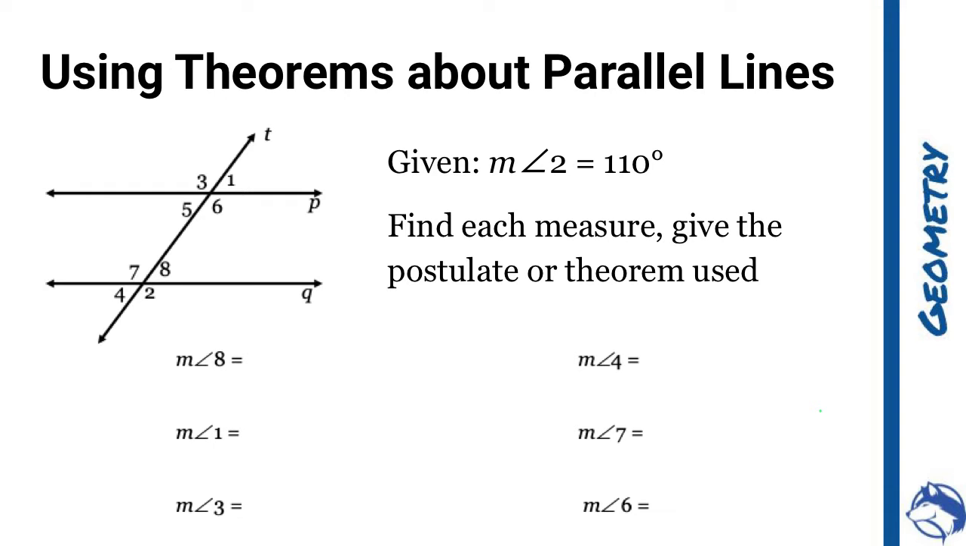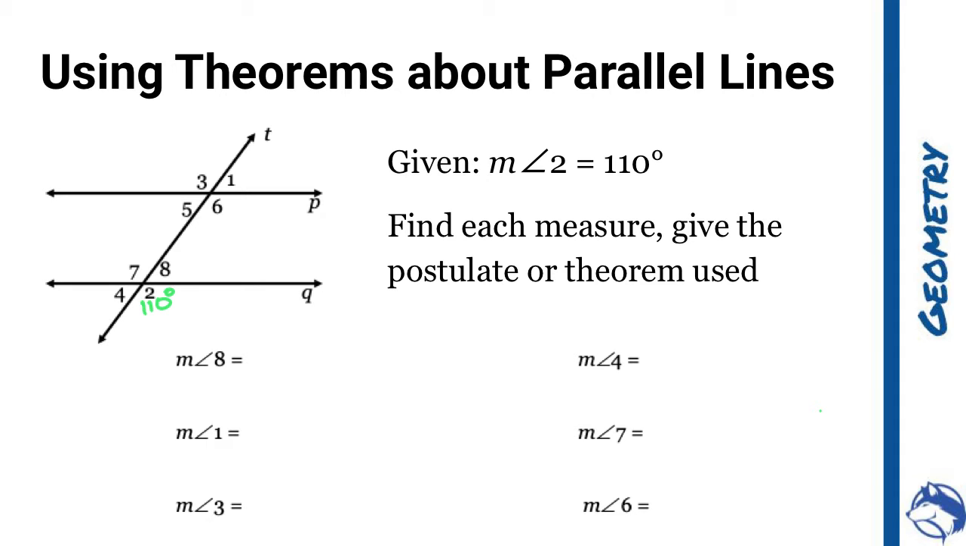Okay, so for this example, they give us the fact that angle 2 is 110 degrees. So I like to just add that in for angle 2. Now what we need to do is find the measure of each other angle using some postulate or theorem, and we need to write it out.